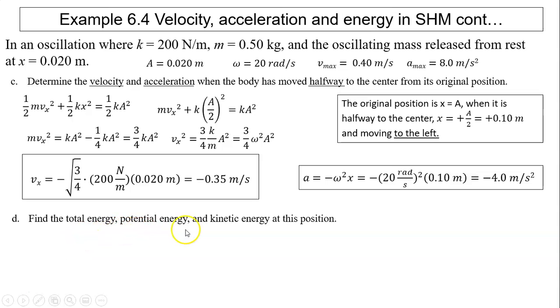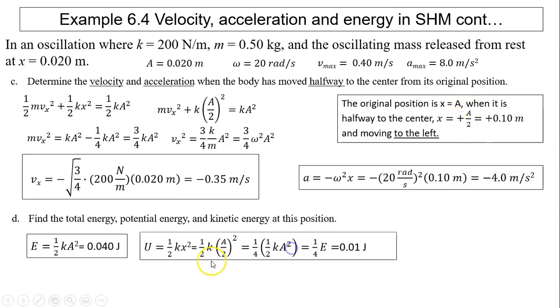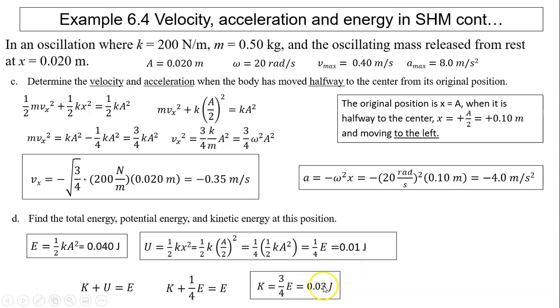How about total energy, potential energy, kinetic energy at that position? Well, total energy is just 1/2 KA squared. Potential energy is 1/2 Kx squared. What is x? x equals A over 2. So potential energy is 1/4 of the total energy. And the rest has to be kinetic. So kinetic has to be 0.03 joules.